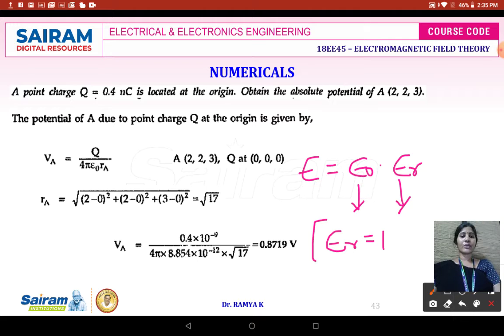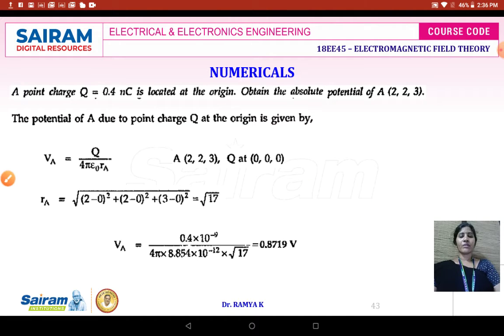Like that, we need to write the statement after this particular step. Then the value of epsilon naught is going to be 8.854 into 10 to the power of minus 12. After substituting, we will get the answer VA is equal to 0.8719 volts. This is the potential obtained by placing the point charge at the origin.